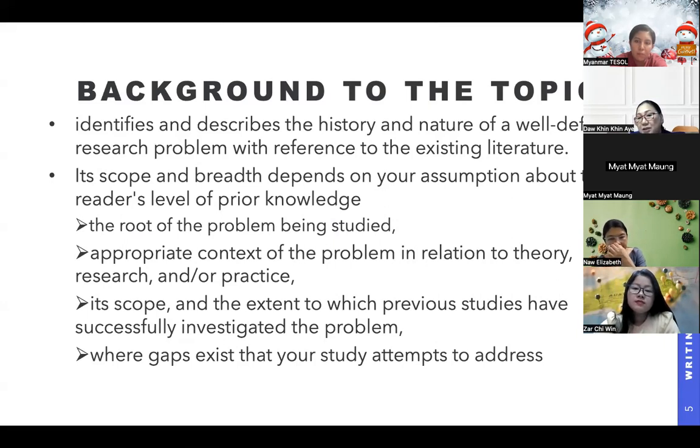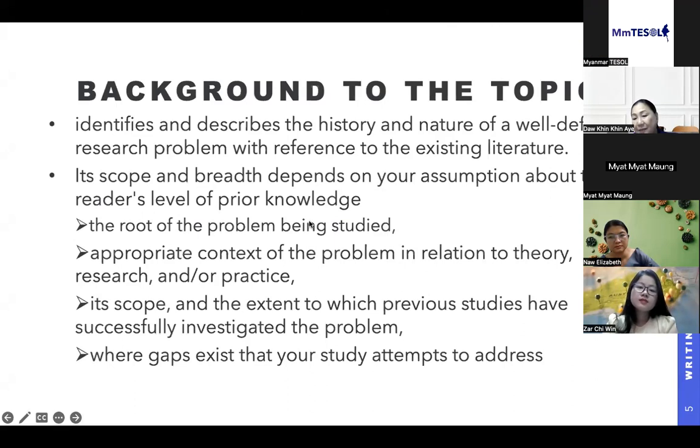Okay, because it depends, that is what I meant. The scope and breadth depends on your assumption about the reader's level of prior knowledge, so that people can see how significant your research is. It can highlight, you can well articulate the research problem statement. The research problem statement that I mentioned to you last week is inside the introduction section or chapter. That's why I just try to include it. That's why you may hear me repeating more or less the same thing when I talk about the research problem statement, because it's part of the introduction.